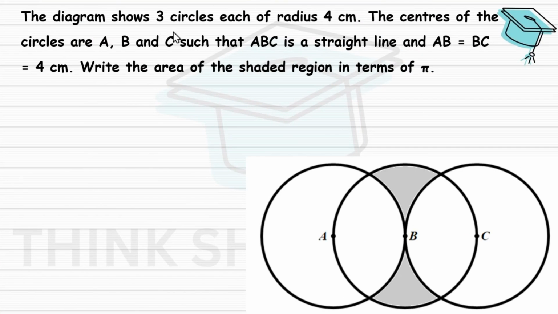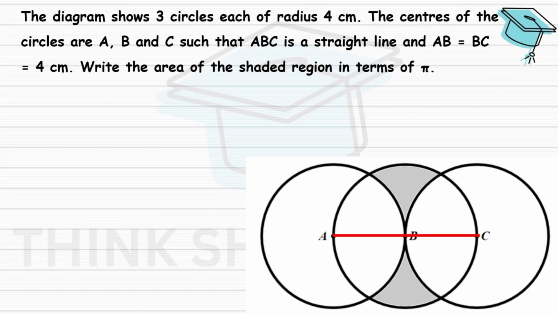The diagram shows three circles, each of radius 4 cm, and the centers of the circles are A, B and C, such that ABC is a straight line. So obviously AB will be equal to BC equal to 4 cm because they are the radii of the circle. If you see carefully, BA and BC both are the radii of the middle circle. And we have to find the area of the shaded region.